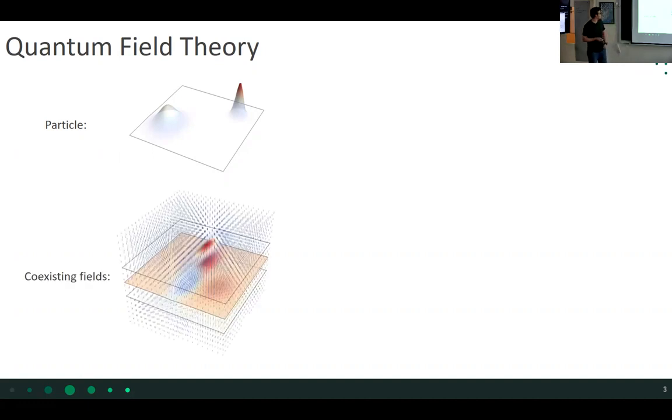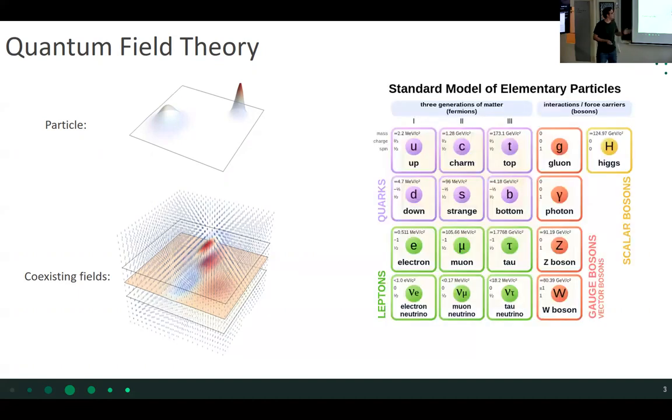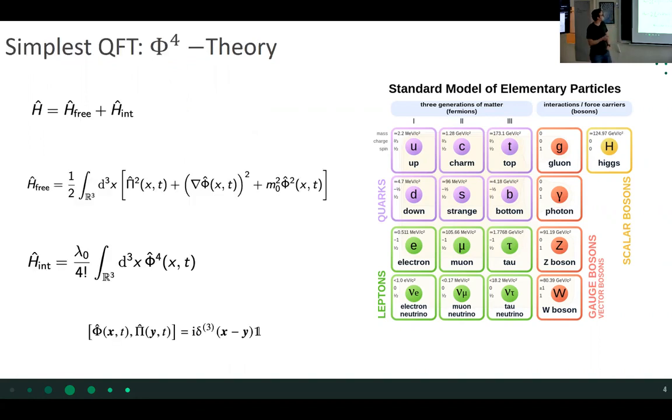We could have fields that coexist together, and each of these fields has its own particles. And if you look at the different fields that are in nature, we have the standard model of particle physics, which describes different particles for each of the fields that exist in nature. I'll be specifically focusing on the simplest quantum field theory that we can describe. It's the scalar phi-4 theory, which describes the Higgs boson.